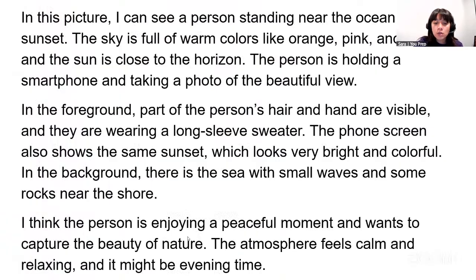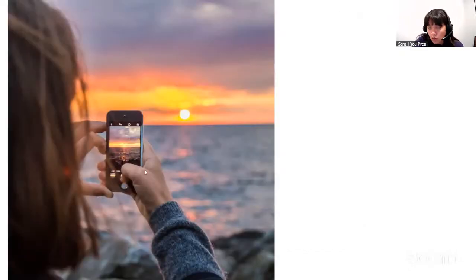I think the person is enjoying a peaceful moment and wants to capture the beauty of nature. As I told you, for this part, the inference, we can get creative because it is not something exactly that we can see from the picture, but we can create it. The atmosphere feels calm and relaxing, and it might be evening time. If it's at sunset, it's going to be evening. So basically, that's the sample I have, and the easiest way that we can do it.